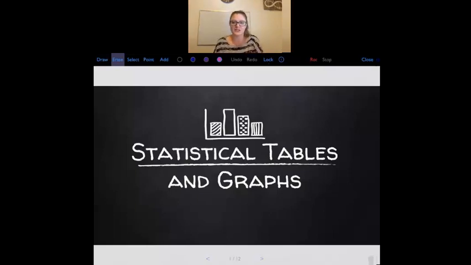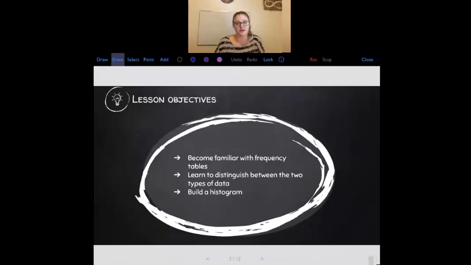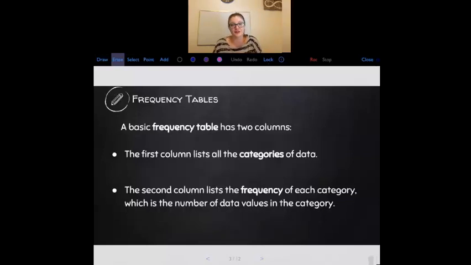In this lesson, we're going to go over statistical tables and graphs. Specifically, we'll become familiar with frequency tables. We'll learn to distinguish between the two types of data, and we'll learn how to build a histogram. So some definitions, frequency tables.